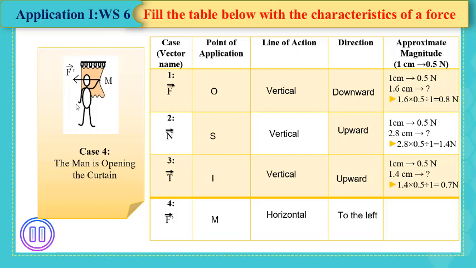What about the magnitude? What should we do? Using the ruler, take the length of the vector, then using the scale, calculate it. 1 centimeter gives us 0.5 Newton, 1.8 centimeter multiplied by 0.5 Newton divided by 1 equals 0.9 Newton. So the magnitude of the force exerted by the man on the curtain is 0.9 Newton.